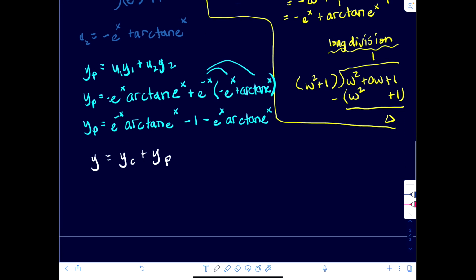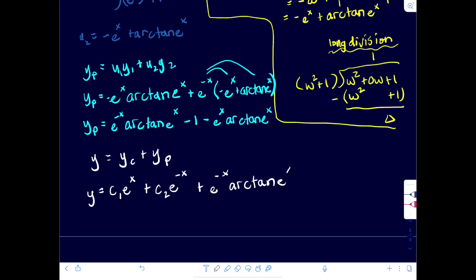All right, so y equals yc plus yp. So the whole shebang will be y equals c1 e to the x plus c2 e to the negative x plus e to the negative x arctangent of e to the x minus 1 minus e to the x arctangent e to the x.